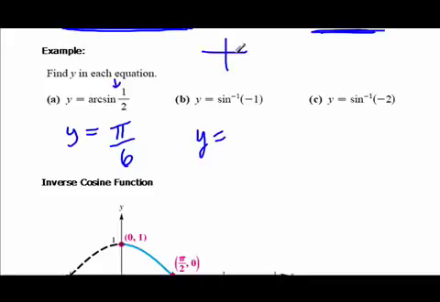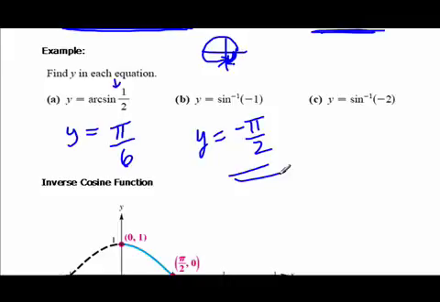What's this angle right here again? 3 pi over 2 is the same thing as negative pi over 2. Going 3 pi over 2 radians in this direction is the same thing as going pi over 2 radians in the opposite direction. So you have to give the answer in terms of the range of that function, which is negative pi over 2 to positive pi over 2.